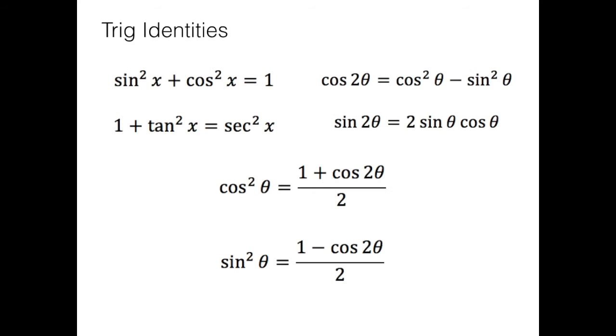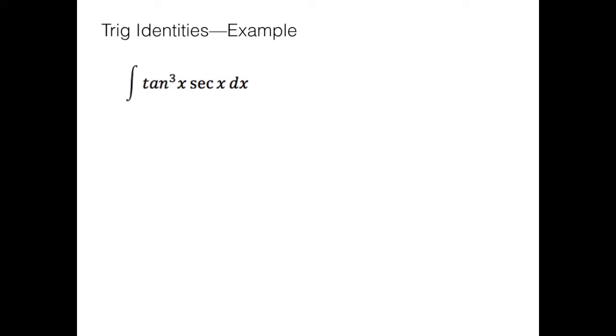Next up, trig identities. As you can see, we've compiled a nice list of some trig identities that are going to be really important for you guys to remember, but instead of just going through all of these right now, let's look at an example. Let's take the integral of tangent cubed x secant x dx. As it stands, the integrand here is a product, which is going to make for a much more complicated process in order to integrate it.